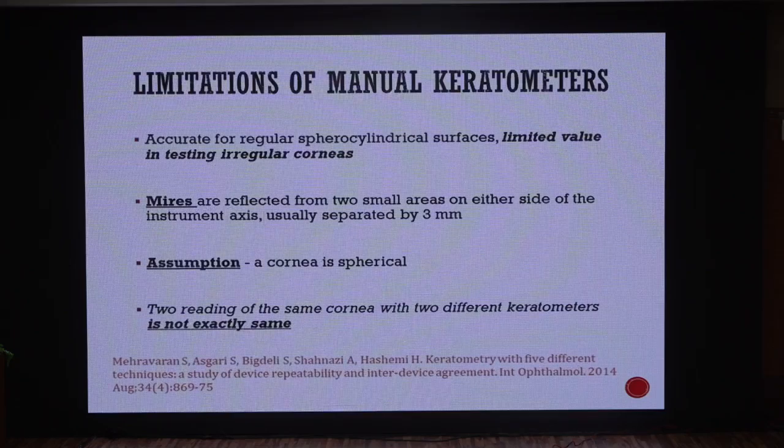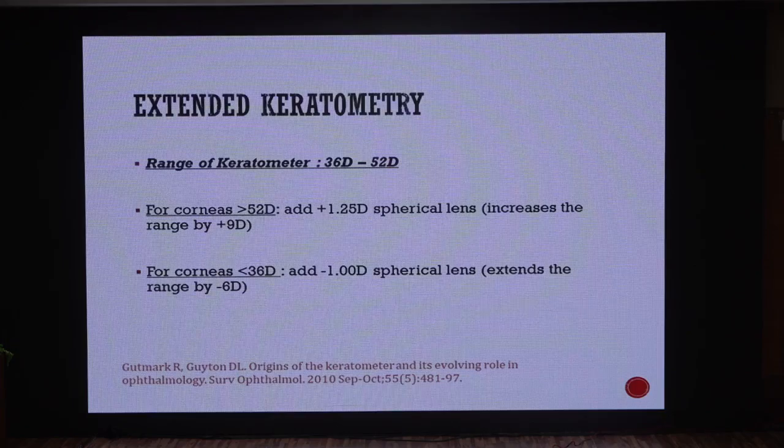So there were a few limitations of manual keratometry. First, it assumes that the cornea is a perfect sphere, so it has limited value in testing irregular corneas. Also, the mires that are formed are reflected from 2 separate apertures on either side of the instrument, which are separated by 3 mm. So the central zone is basically neglected altogether. Also, the 2 readings of the same cornea are going to be different when measured with different keratometers. So these were the major limitations. Also, if you look at the range of the keratometer, it measures from 36 diopters to 52 diopters.